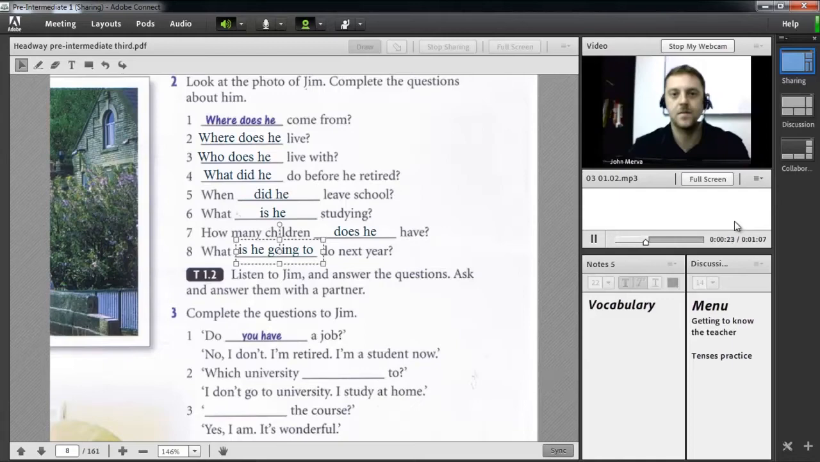Until last year, I worked in a paper factory, but now I'm retired. I never liked my job much, but now I'm really enjoying life. I'm a student again. I'm studying with the University of the Third Age. It helps retired people like me who want to study again, and it's really wonderful.